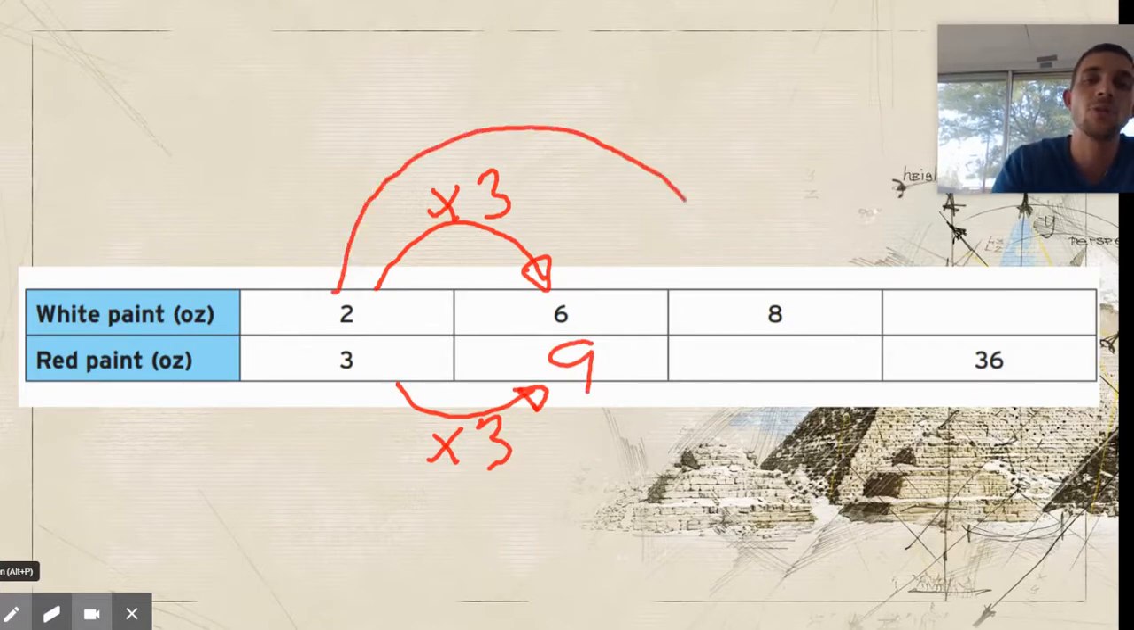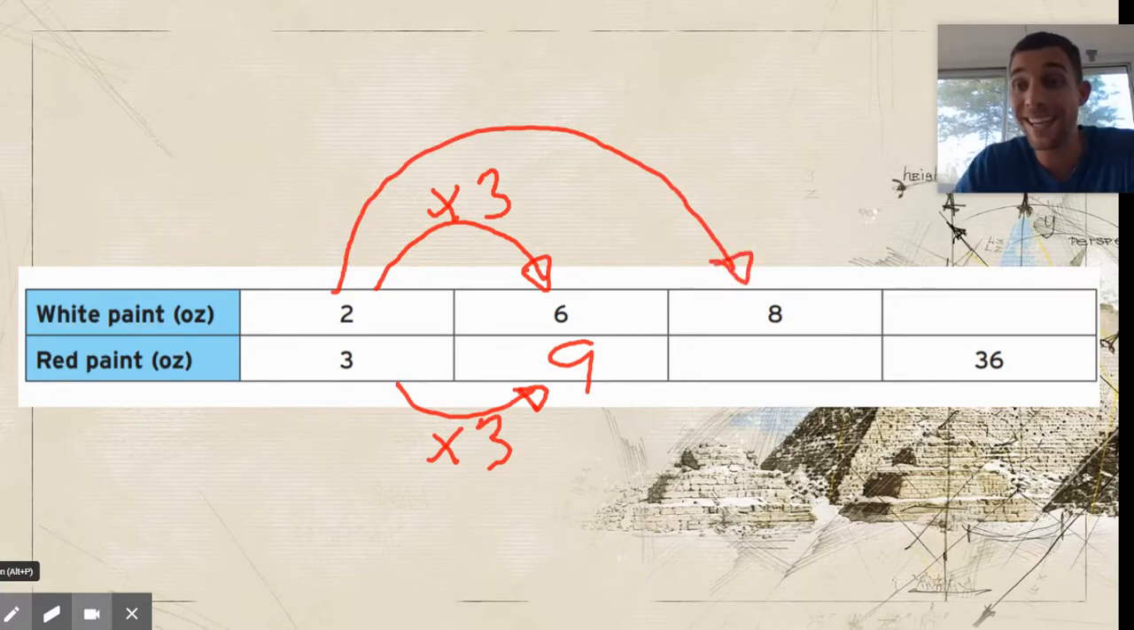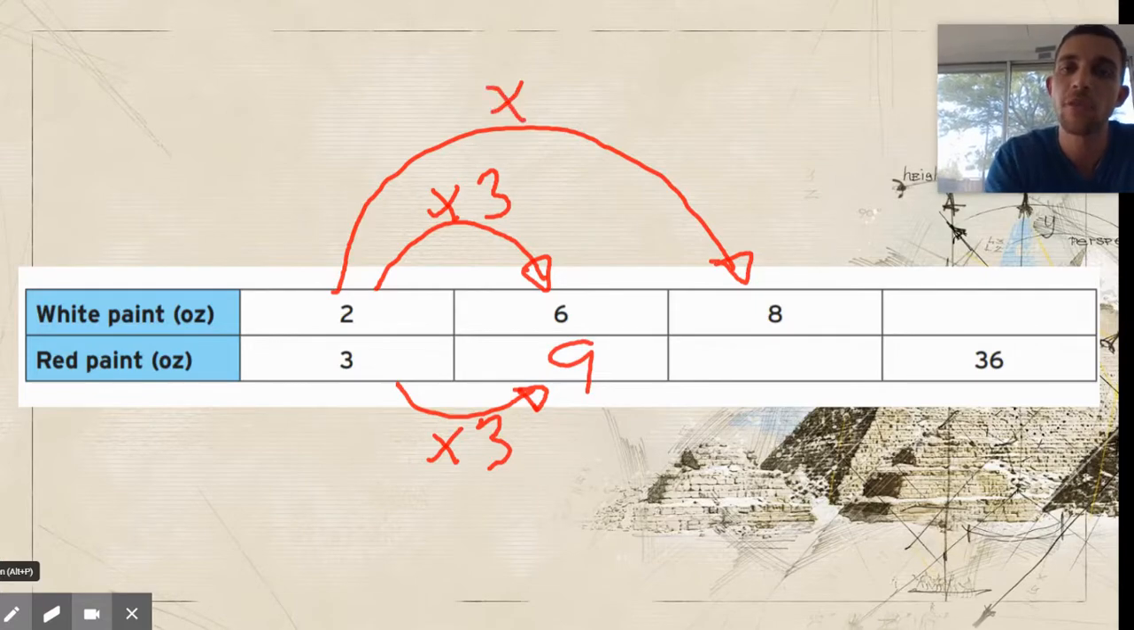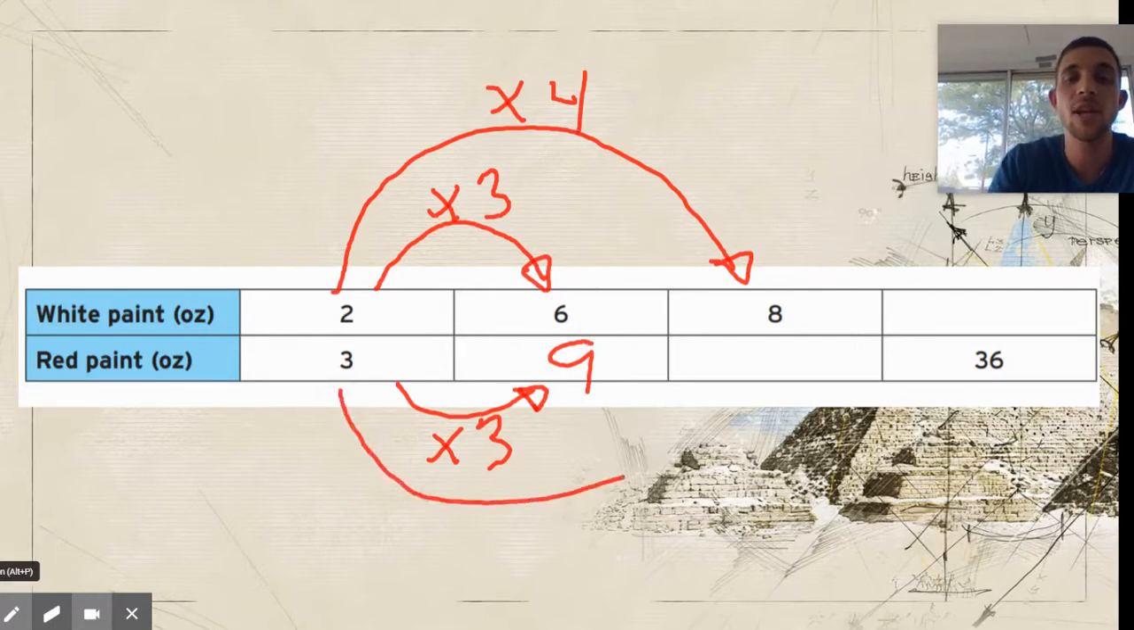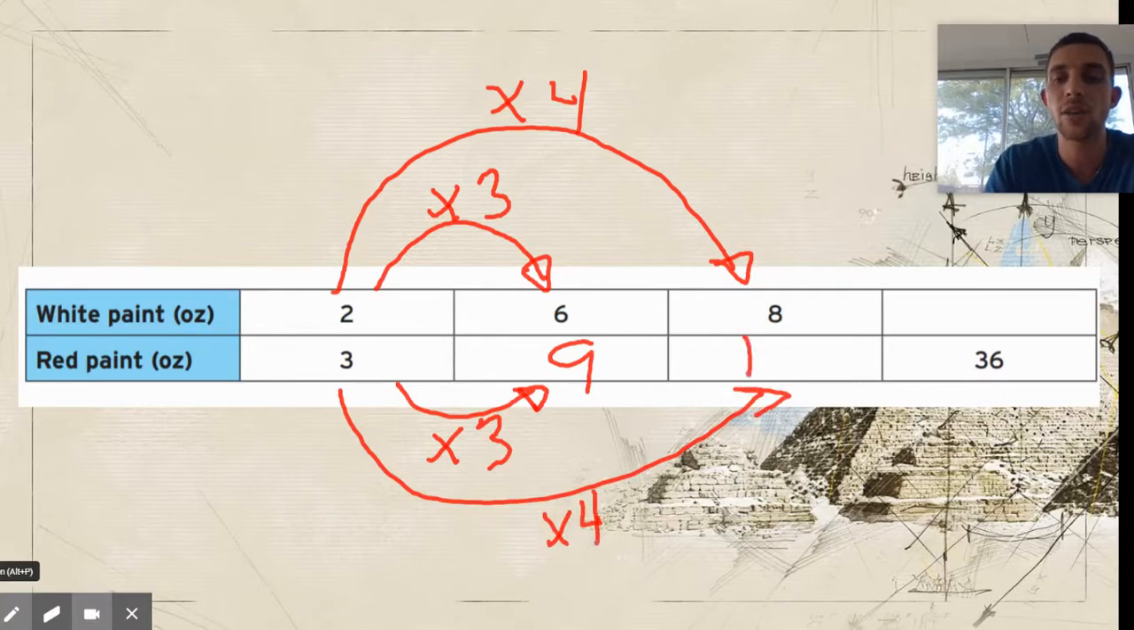Next, let's do from 2 to 8. We're making even more paint. 2 times 4 is 8. So my scale factor is 4. So I'm going to take 3 times 4, and I'll get 12.